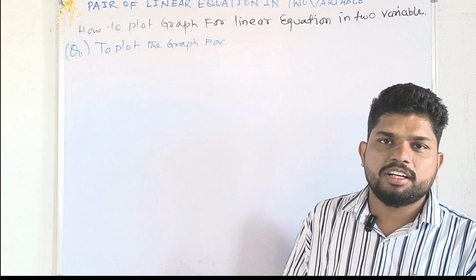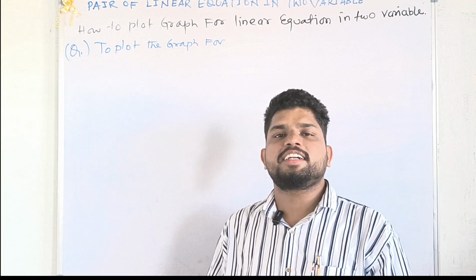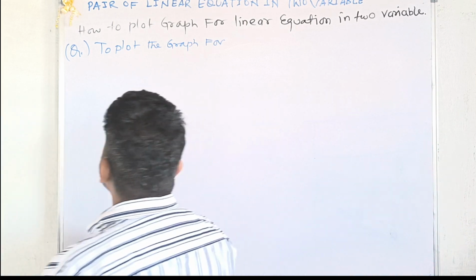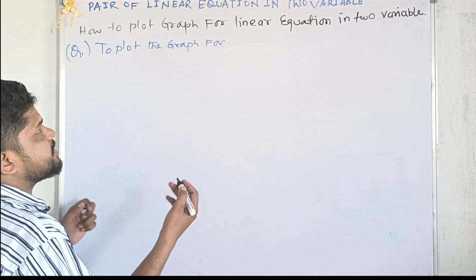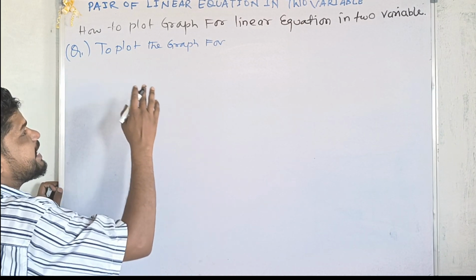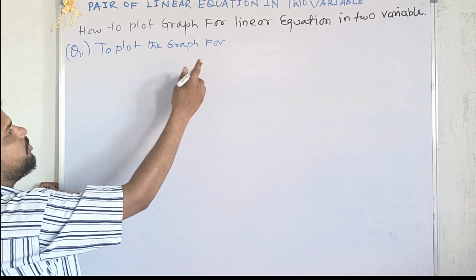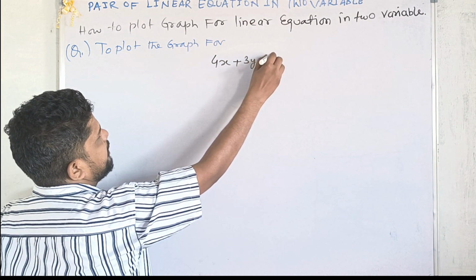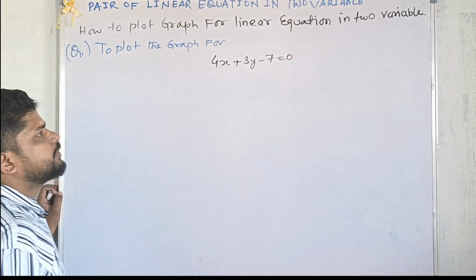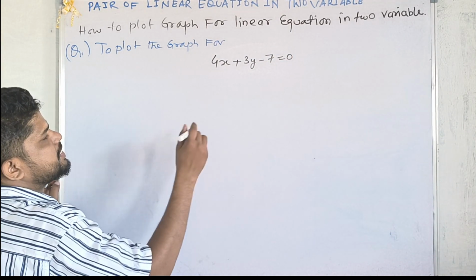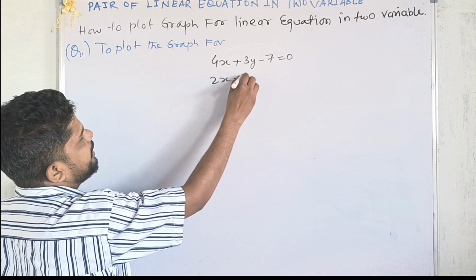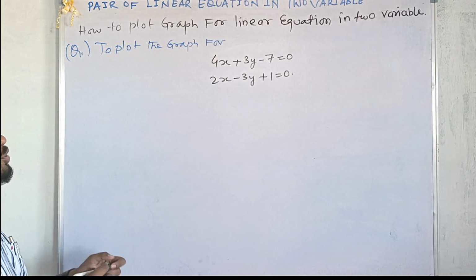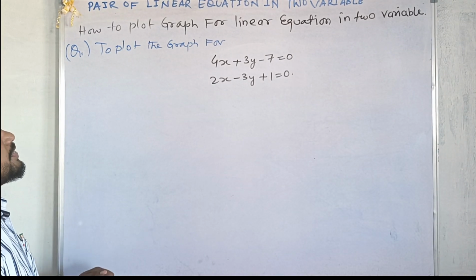Now dear students, we will learn how to plot the graph for a linear equation in 2 variables. Let us just say that the examiner asks you to plot the graph for 4x + 3y - 7 = 0, and the other one, 2x - 3y + 1 = 0. How to draw the graph for this?